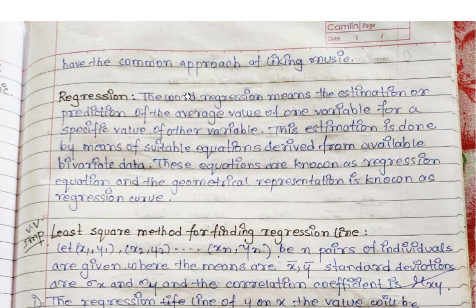So what is regression? Regression means the estimation or the prediction of the average value of one variable where the other variable is specified or fixed. Due to regression, we can draw some graphical representations of it, which are also known as regression curves. To find regression curves, in our syllabus and in statistics as a whole, the most fundamental method is the least square method for finding the regression line.